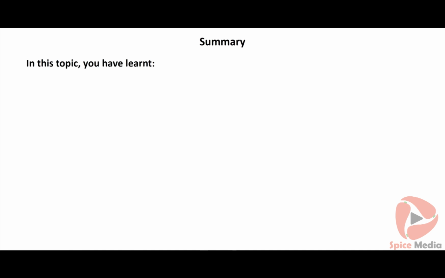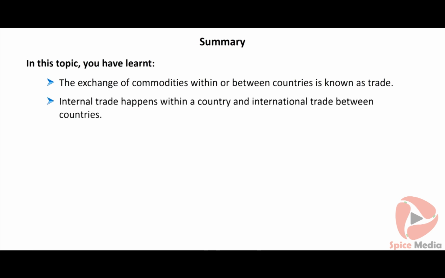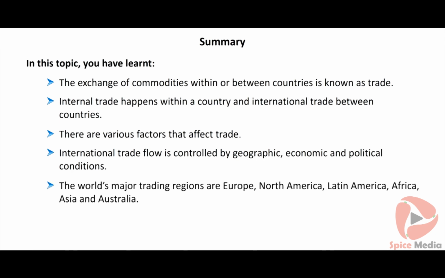In this topic you have learnt that the exchange of commodities within or between countries is known as trade. Internal trade happens within a country and international trade between countries. There are various factors that affect trade. International trade flow is controlled by geographic, economic and political conditions. The world's major trading regions are Europe, North America, Latin America, Africa, Asia and Australia.